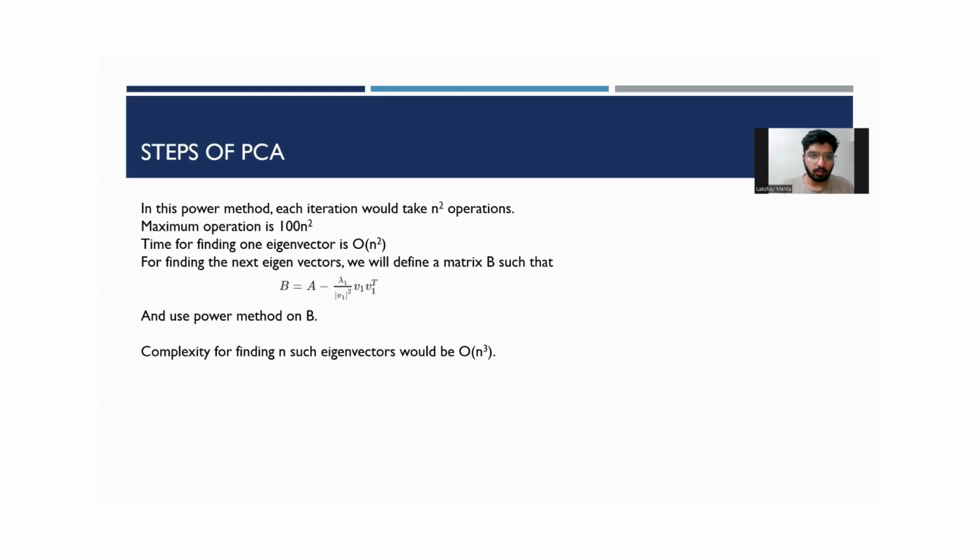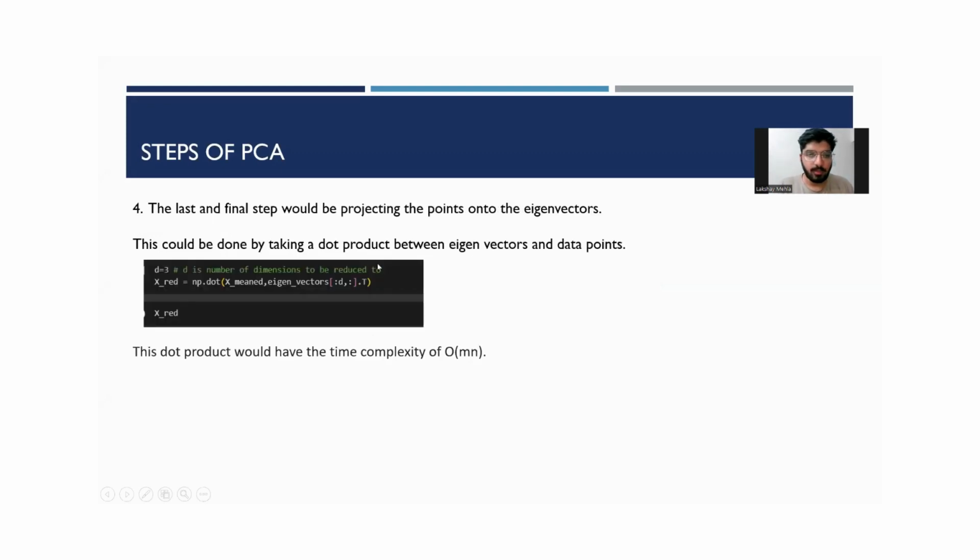It is our next step. So this operation for finding one eigenvector took n square, and for n eigenvectors it will take n cube. Now in the next step, we take the dot product of the data points and the eigenvectors, choosing the dimensions that we want to reduce it to. This dot product will be of mn, and then we have the complexity of all four steps. Now we just have to add them.